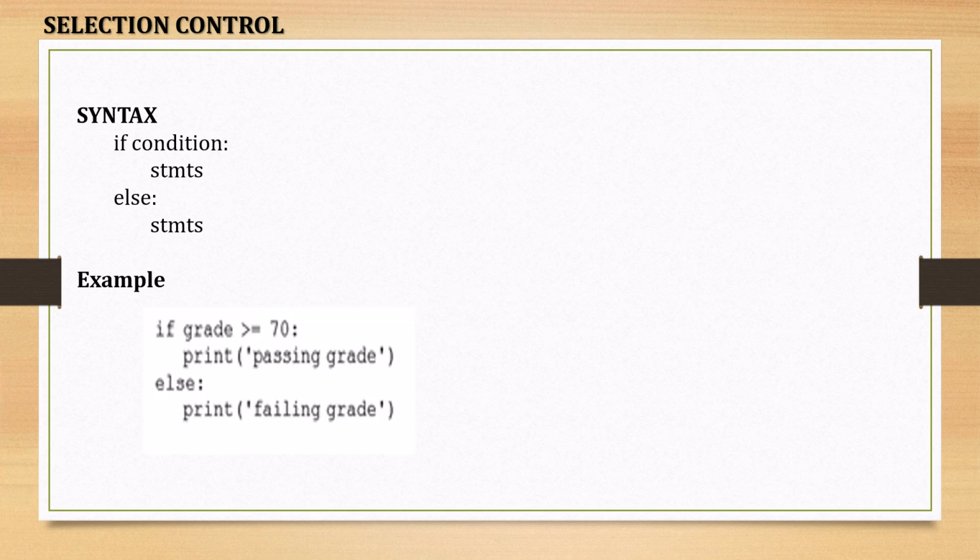So now moving on to the example for if else. Here you can see that example. It starts with the if keyword and it has a condition where the grade is greater than or equal to 70. If that is true, then it will print the statement as a passing grade. If that particular condition is false, it will print the statement as a failing grade.